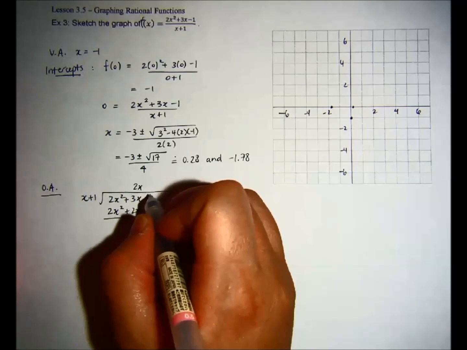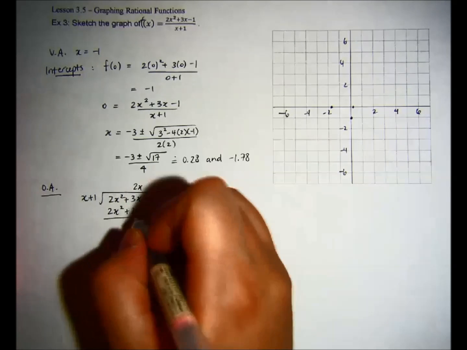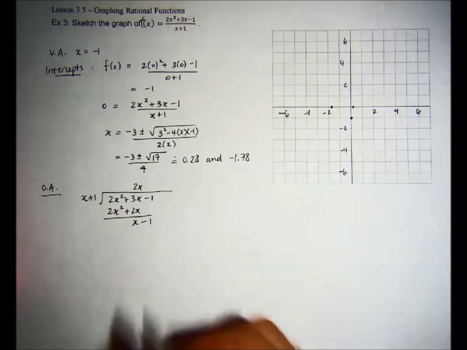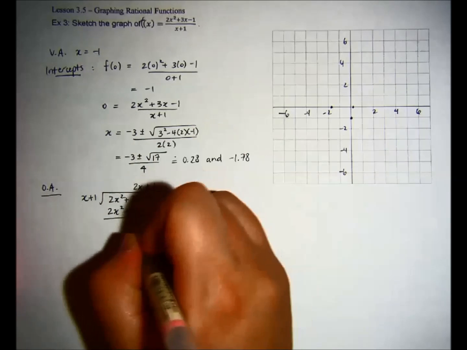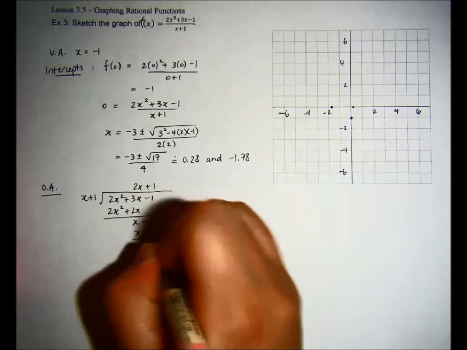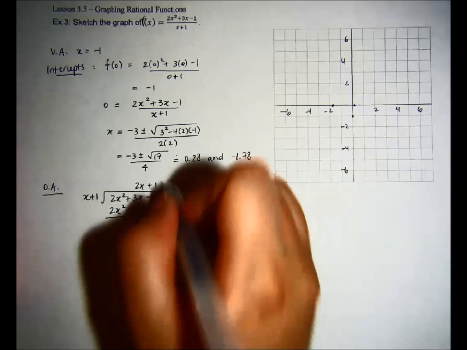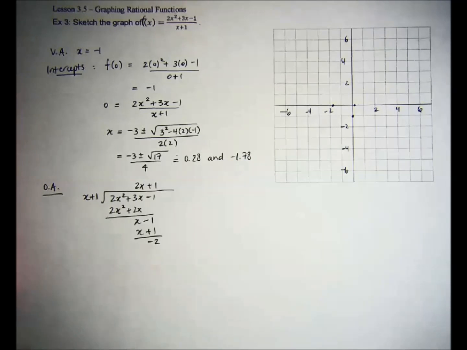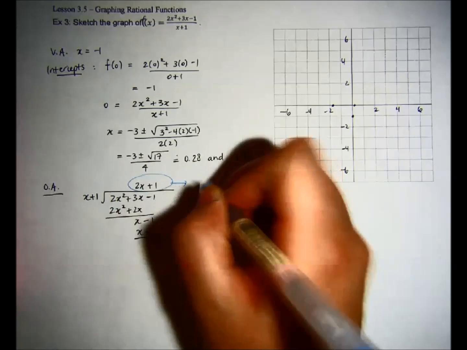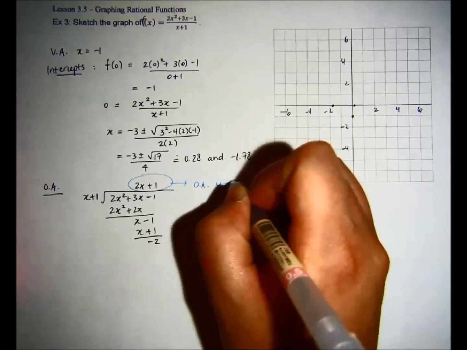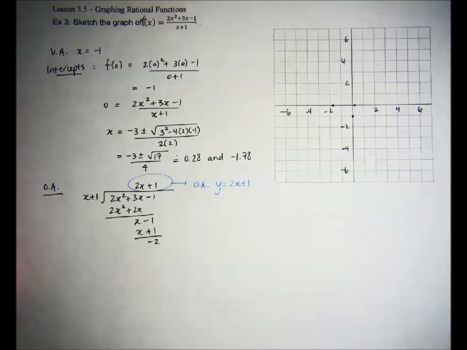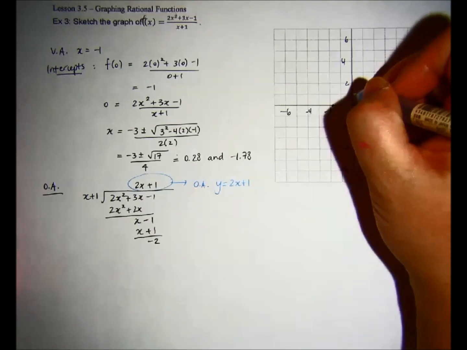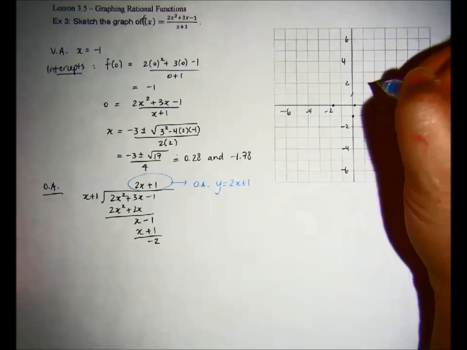So that is going to give us our x minus 1. And then afterwards we have +1, so x plus 1, and then subtract, we'll end up with -2. So right here, we have our oblique asymptote of y equals 2x plus 1, which is a line with a y-intercept of 1 and a slope of 2.